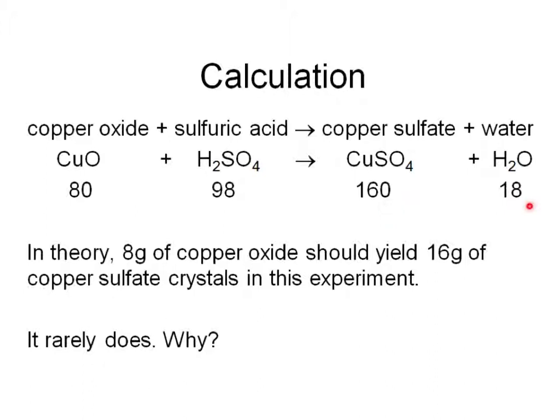Conservation of mass here means that the mass of the reactants is the same as the mass of the products. So in theory, if I'd used 80 grams of copper oxide, I could have got 160 grams of copper sulfate. If I'd used 8 grams of copper oxide, I could have got a tenth of that, 16 grams of copper sulfate. Now, rarely do we get 16 grams of copper sulfate crystals in this experiment, and the reason is that they are lost during the method.